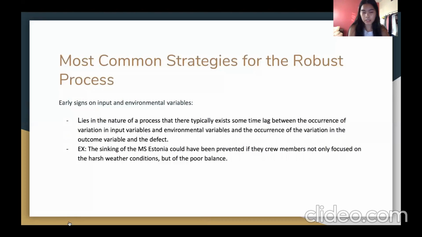The example that they used in the book for this one was the sinking of the MS Estonia, and it could have been prevented if the crew members not only focused on the harsh weather conditions that they knew about before the departure, but also knew about the poor balance, because poor balance played a main factor in the sinking of the MS Estonia. If they knew about the poor balance before they departed, they could have questioned whether or not to continue, or just balanced it out.